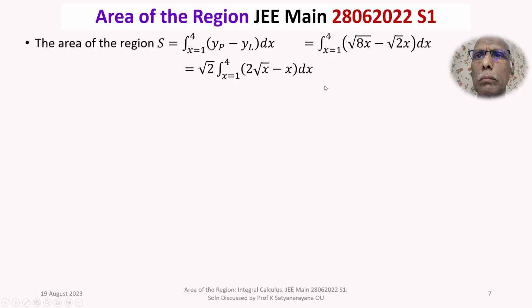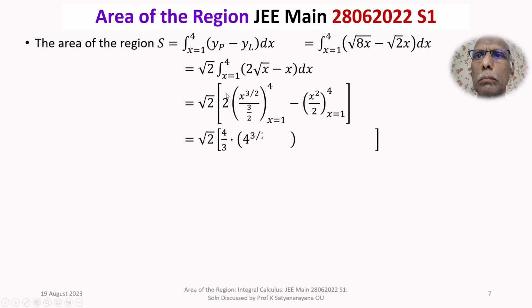So integrate. This is root 2 times integral of root x, integral of x to the power of 1 by 2. That is x to the power of (1 by 2 plus 1) divided by (1 by 2 plus 1), that is x to the power of 3 by 2 by 3 by 2, to be evaluated between the limits x equal to 1 to 4. Minus integral of x, which is x square by 2, to be evaluated between the limits x equal to 1 to 4. That is equal to root 2 times, and 2 by 3 by 2, that will be 2 by 3 multiplied by 2, that is 4 by 3.